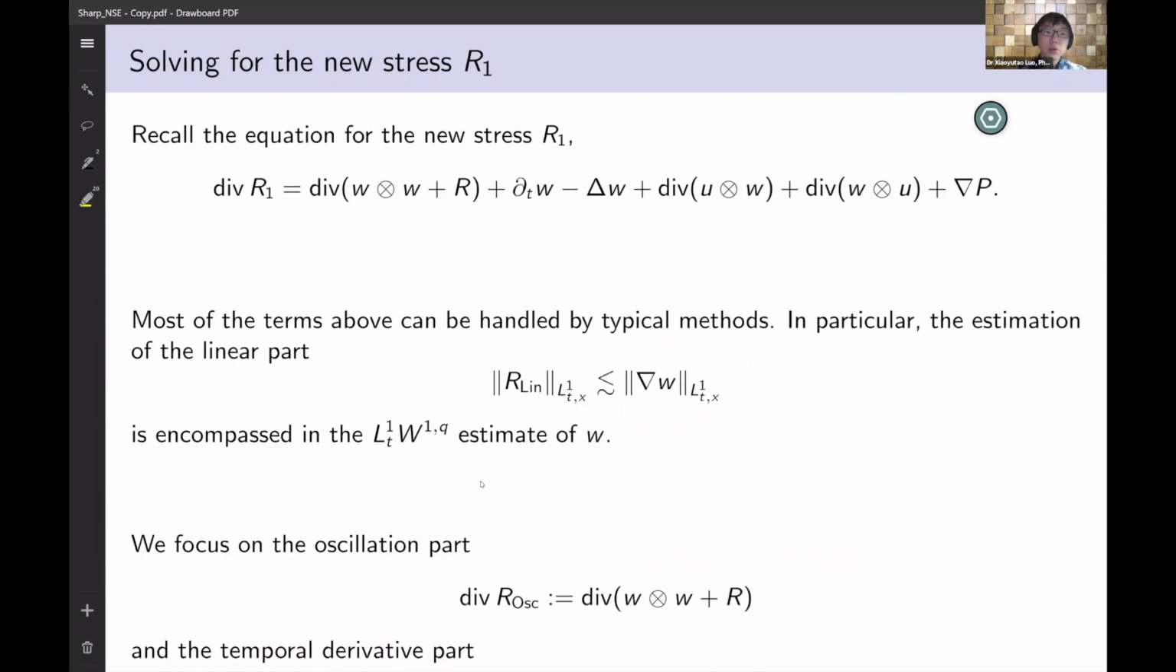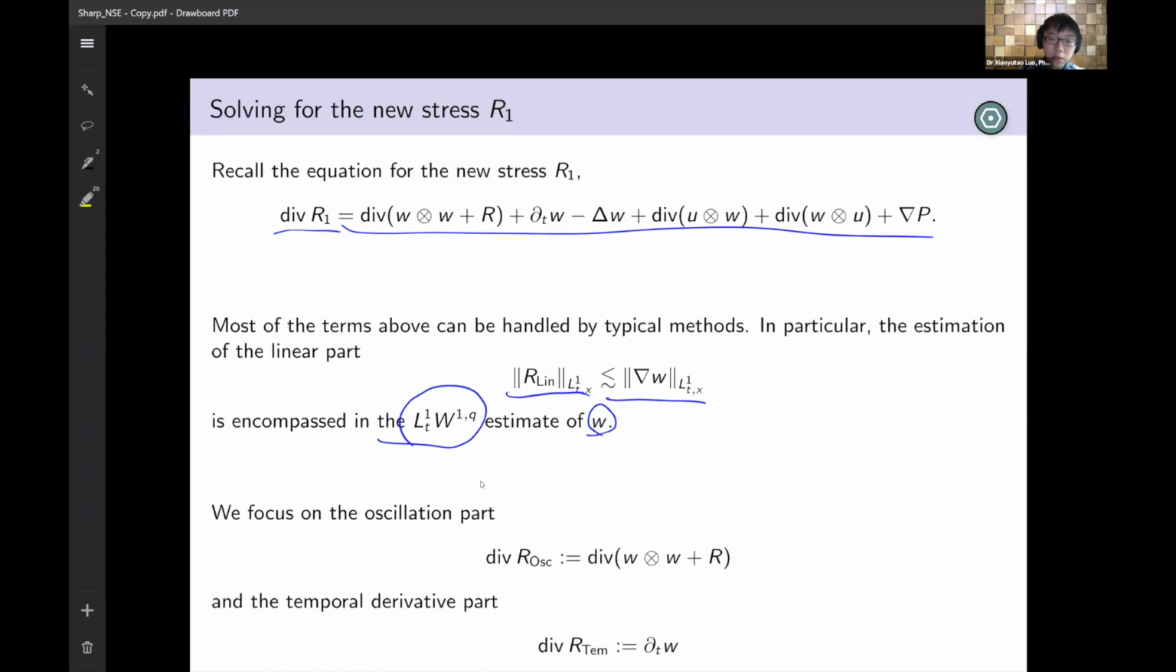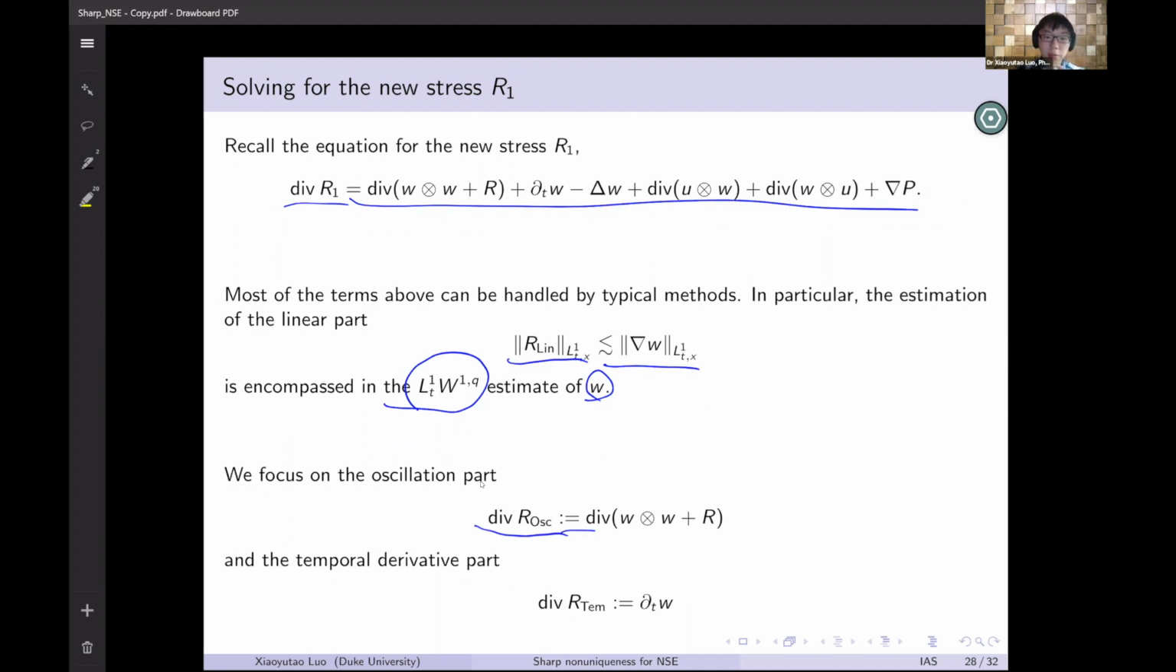So if we look at the equation for this new stress error R1, and then this solves this divergence equation, most of the terms can be handled by the previous approach. In particular, if you look at the estimates for the linear term, it's pretty much just the gradient of the perturbation in L1 space time topology, and this is encompassed by this L1 W1,Q estimate of W. So I'll just ignore this and focus on the main part. The main part is the oscillation part, and then the temporal derivative part. Because we introduced temporal scaling, temporal oscillation and concentration, when you have a temporal derivative hitting the perturbation, it is going to be a problem. So we have to keep track of these two. These two parts are the most difficult parts.